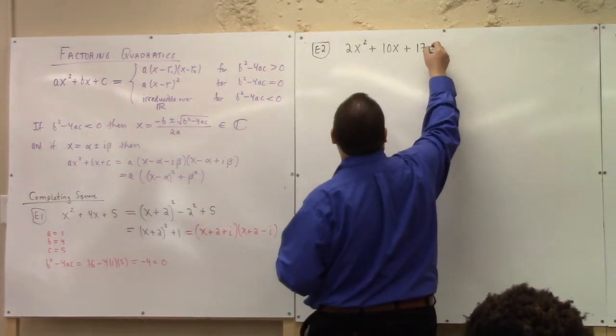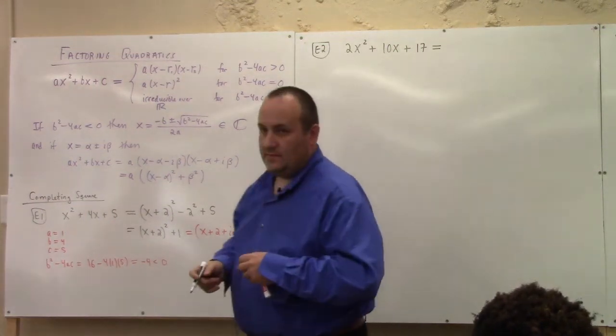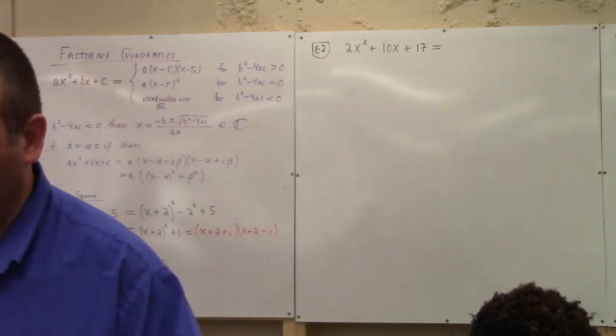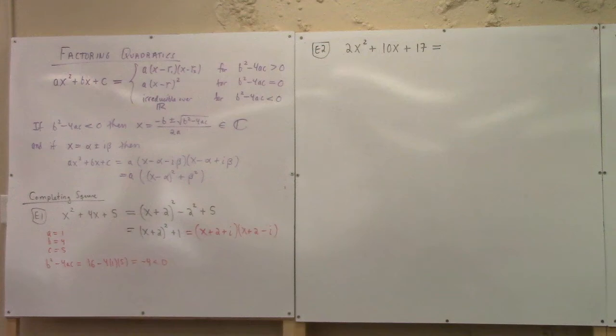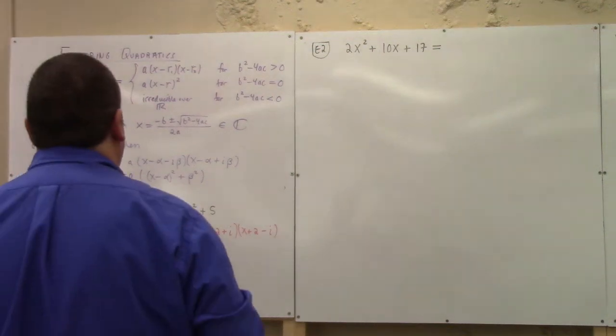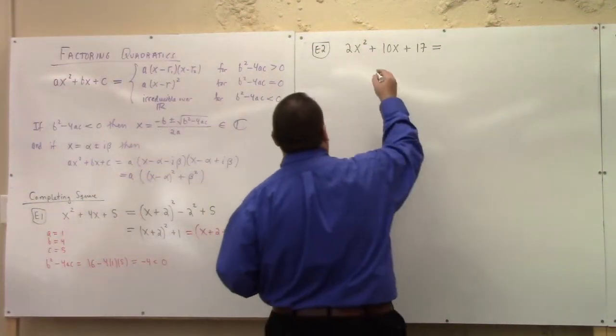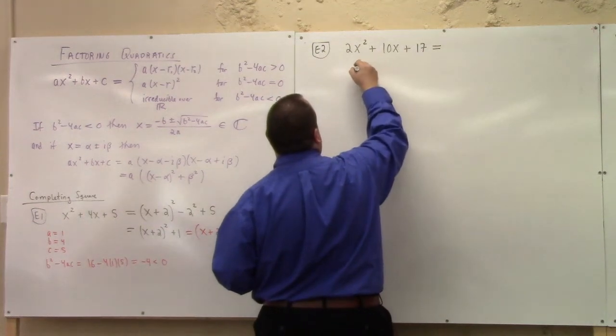All right, so let's complete the square on this. This one's going to be a pain. I want to do at least one ugly problem for you today. This is ugly. So if there's a 2 out front, or some other number out front, my first move is to factor that out.